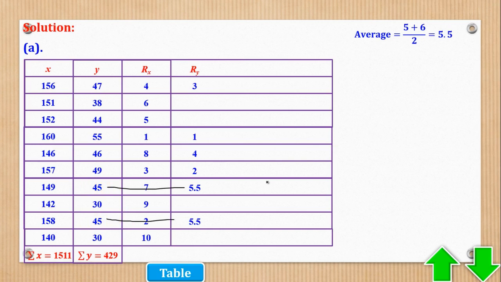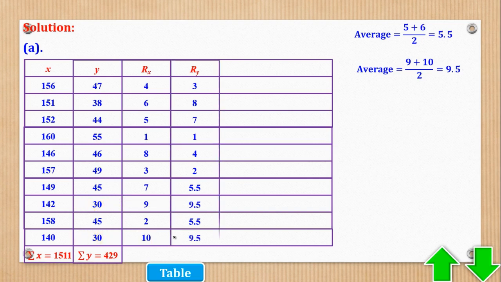Now 6 has been taken, so the next rank will be 7. This value will get rank 7, and this will get rank 8. Now these are also two. One would have taken rank 9, another rank 10. But because they should have the same rank, we have to get the average of 9 and 10, which is 9.5. So we put 9.5 here and 9.5 here. Okay, now that we have got the ranks, we go ahead and get the corresponding differences.